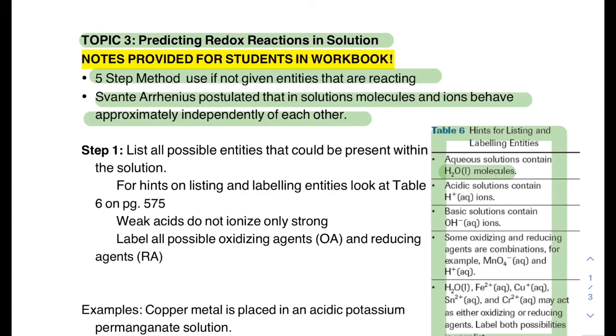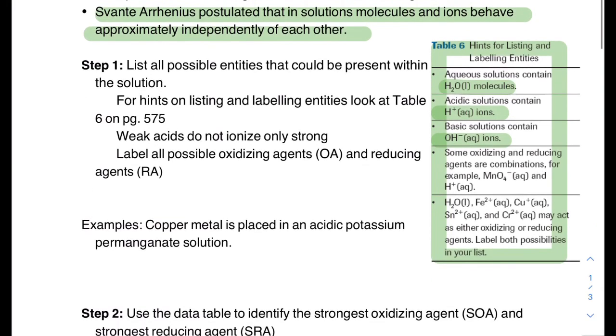If you are told that a solution has been acidified or that it is in acidic conditions, another one of your entities you're going to list is hydrogen ions. Likewise, if it's in a basic solution, you're going to list that you have hydroxide ions as an entity. Some oxidizing and reducing agents are combinations. If you look on your table, you'll see your oxidizing agent MnO4 acts as an oxidizing agent when it is with hydrogen ions, and only when it is with hydrogen ions. You will see an example of this right off the bat.